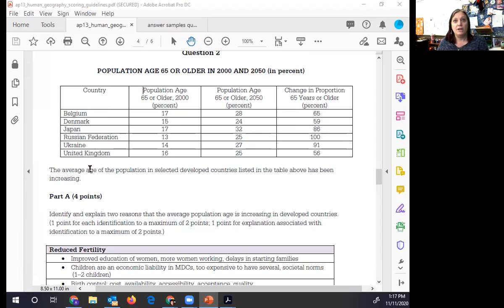What is everything I know about those countries? What do they have in common? Well, I know they're all more developed countries. And I know a couple of these are stage 5 countries, and some are stage 4, but they're pretty close. All right, what else do I know? And I would think of all those things and I'd be writing them all on my paper as fast as I could. Okay, then it says, identify and explain 2 reasons the average population age is increasing in developed countries.